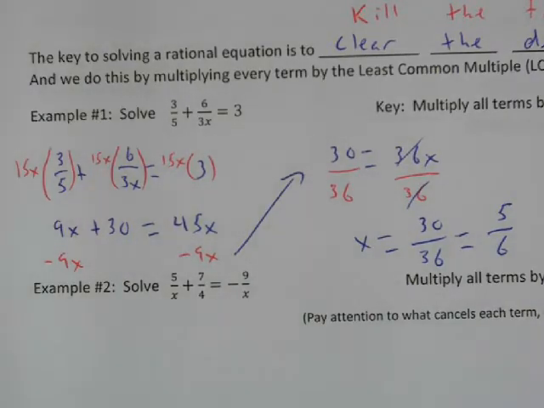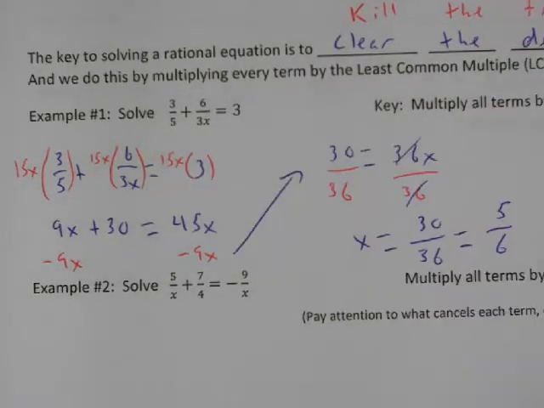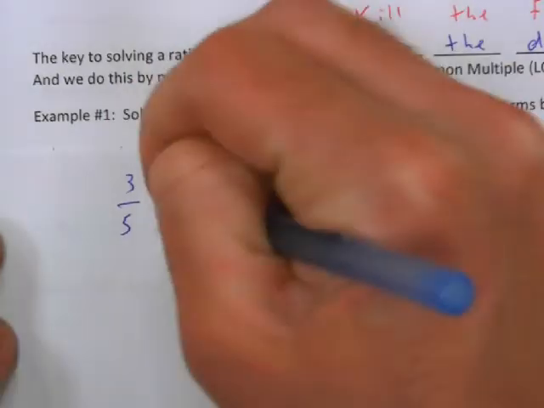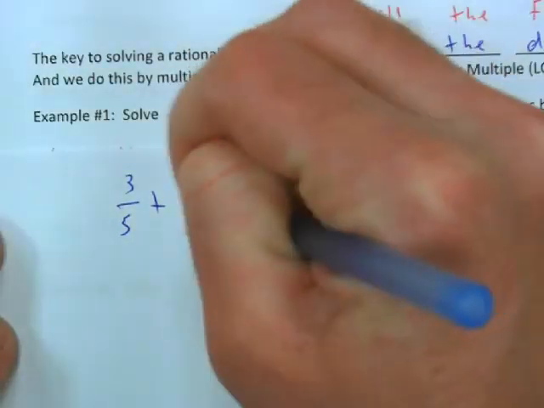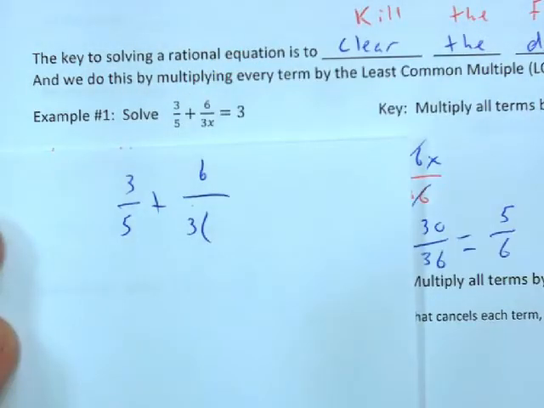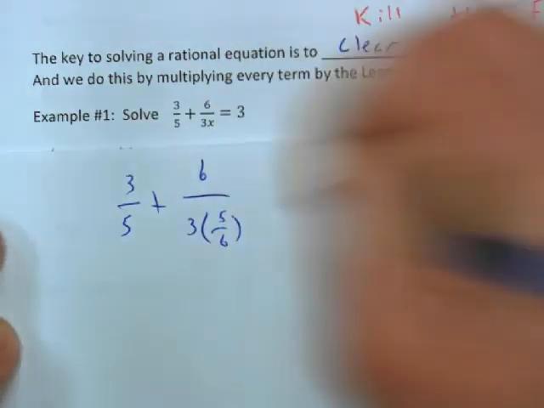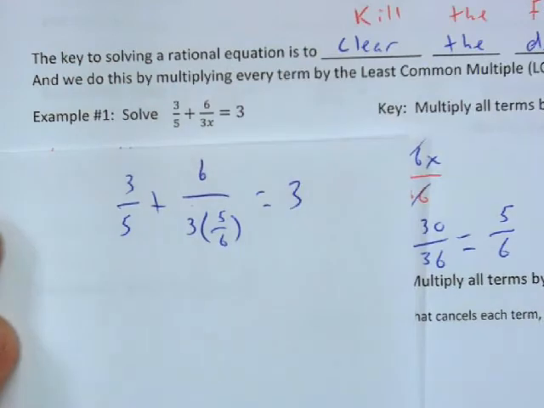Okay, now, something that we don't want to do on every problem, since we're solving an equation, the nice thing about that is we can check our answer by plugging it back in. Will this answer make this equation come out true? Well, if we did our math right, then it should. Let's check. So we got 3/5 plus 6 over 3 times 5 over 6 equals 3. So we want to see, is this true?